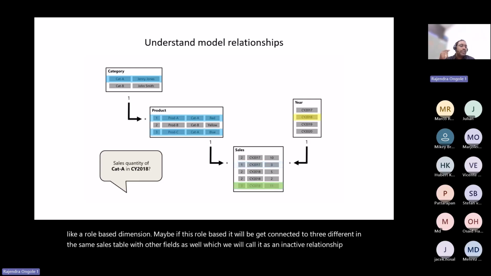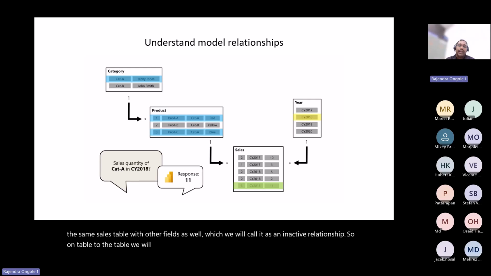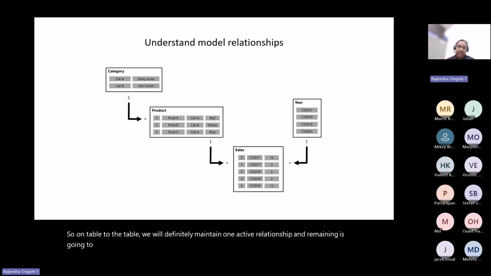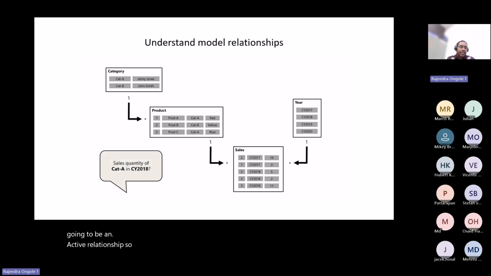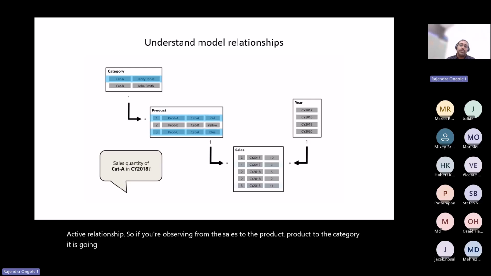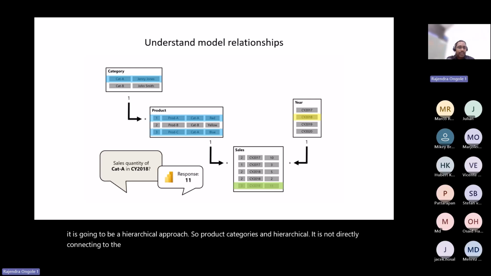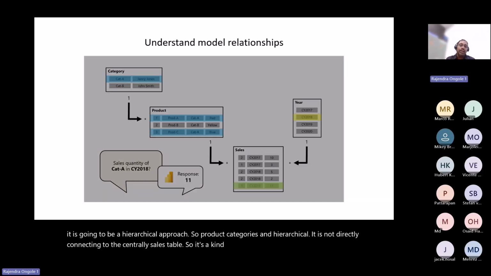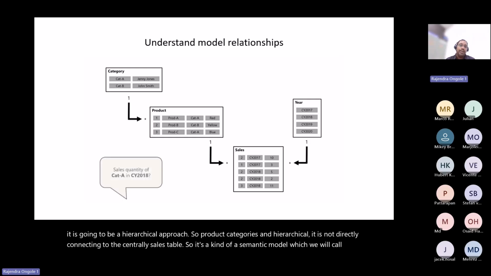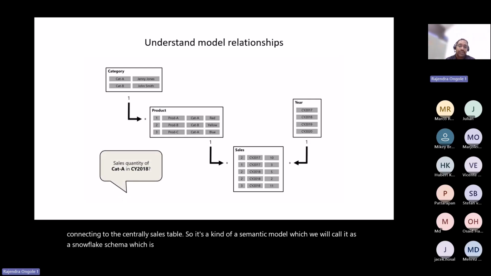So between two tables, we will definitely maintain one active relationship, and the remaining will be inactive relationships. If you observe from sales to product to category, it is a hierarchical approach. Product categories are hierarchical and not directly connected to the central sales table. So it's a kind of semantic model which we call a snowflake schema, which has some hierarchical representation.